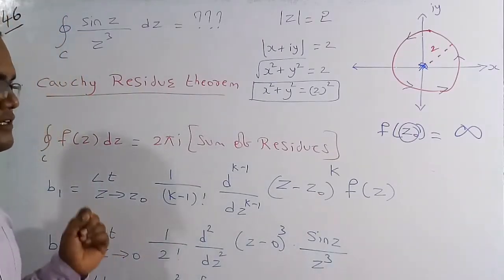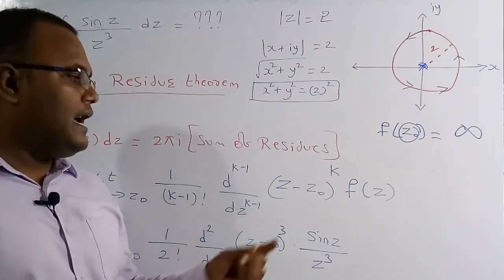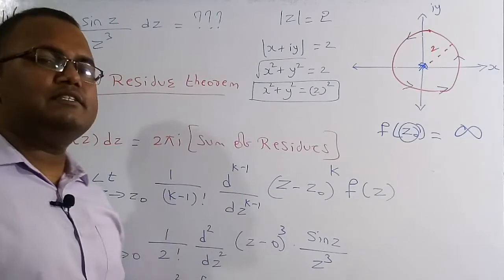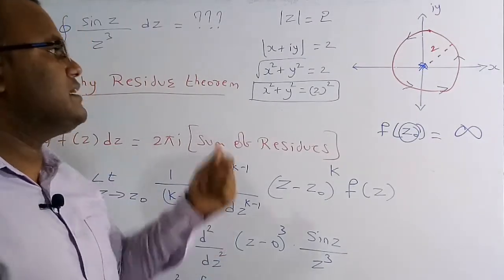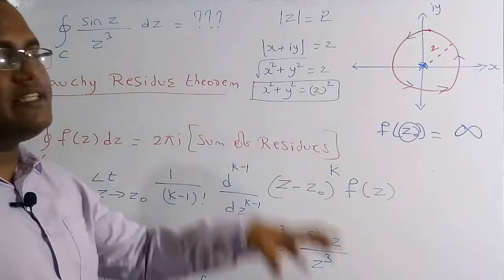Now the singular point is 0. So here z0 is equal to 0 and the function f of z is sin z by z cube, where k is called the order of that pole. The order of that singular point is 3, because 3 poles are present at the origin and these are inside the curve.